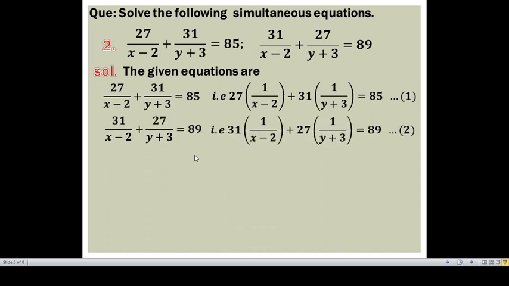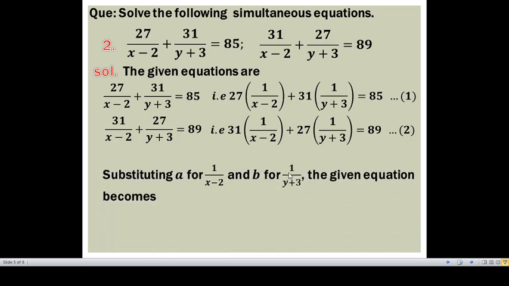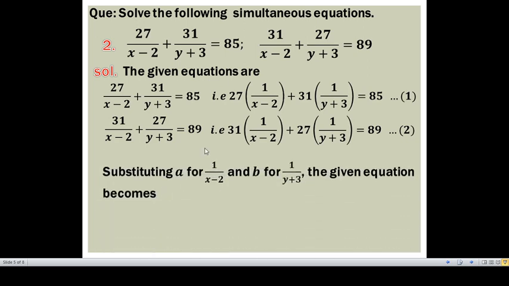Similarly, the second equation can be expressed as 31 into 1 upon x minus 2 plus 27 into 1 upon y plus 3 is equal to 89. Now substituting another variable a for 1 upon x minus 2 and variable b for 1 upon y plus 3 in the given equations, that is in equation 1 and 2.